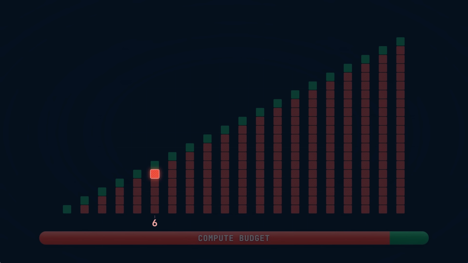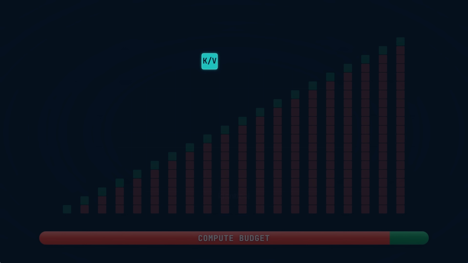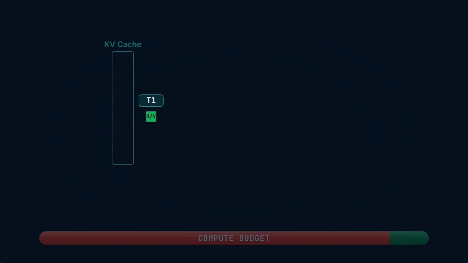But look at token 5's KV state at step 6, step 10, and step 15. Same state, every single time. Why? Because that state depends on the token, its position, and the prefix before it, not on the tokens that come after it. Once token 5 has been processed, its key and value are fixed. So compute them once and store them.